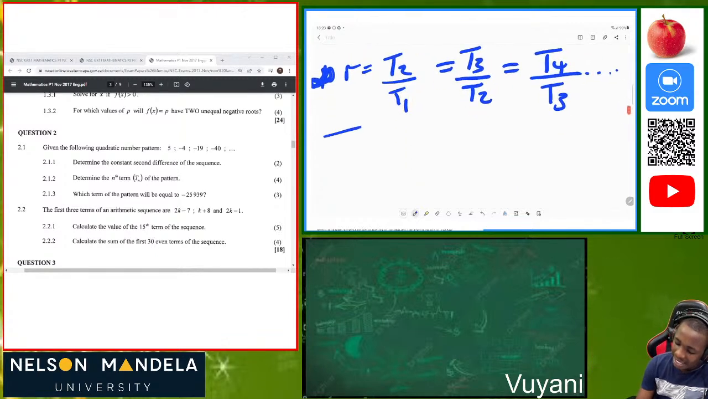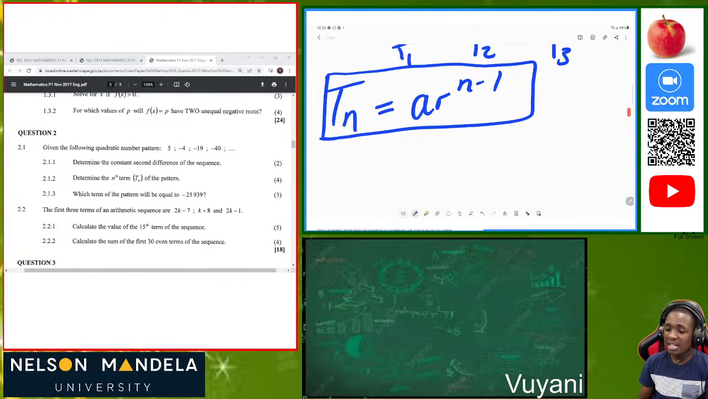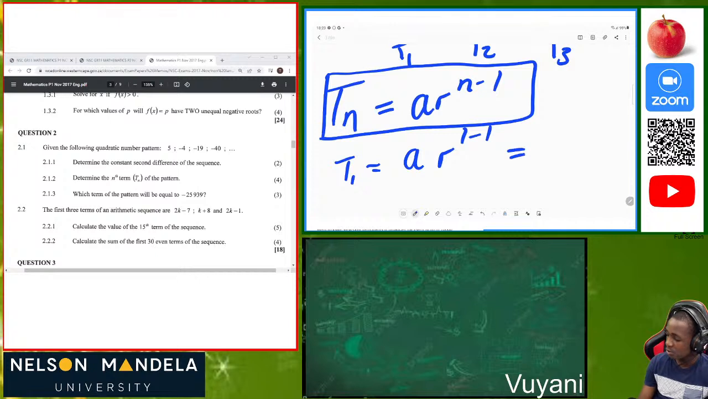So what is our nth term formula? The nth term formula of a geometric sequence is Tn is equal to a r to the power n minus 1. Just like what we did in the arithmetic sequence, we can also do it here so that we can determine the terms. So T1 is equal to a r to the power 1 minus 1, and 1 minus 1 is equal to 0, and anything to the power of 0 is equal to 1. So a times 1 is just a.